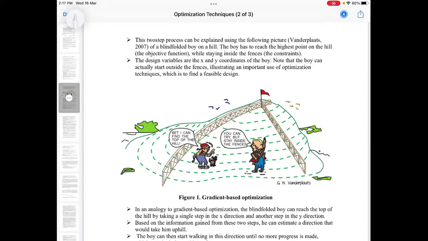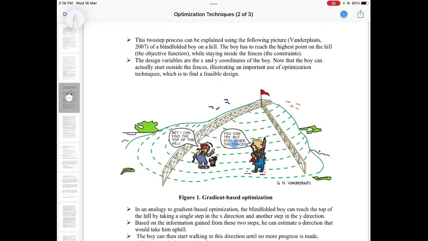And actually this is in a cartoon diagram which has been shown. That is the Wanderplatz, and this is the boy. What they are trying to say is, bet I can find the top of the hill. So the boy is challenging Wanderplatz that he can find the top of the hill. And Wanderplatz says that you can try, but stay inside the fences.